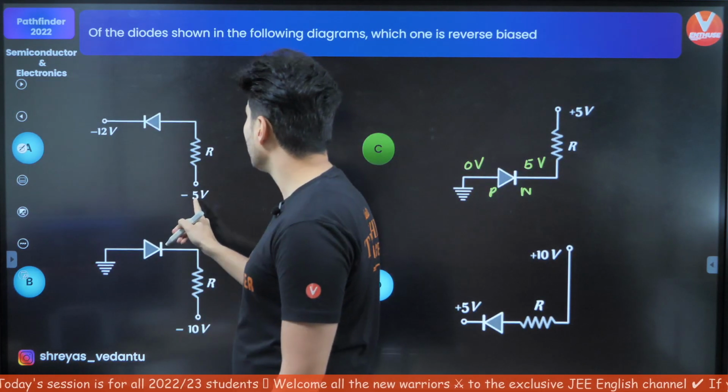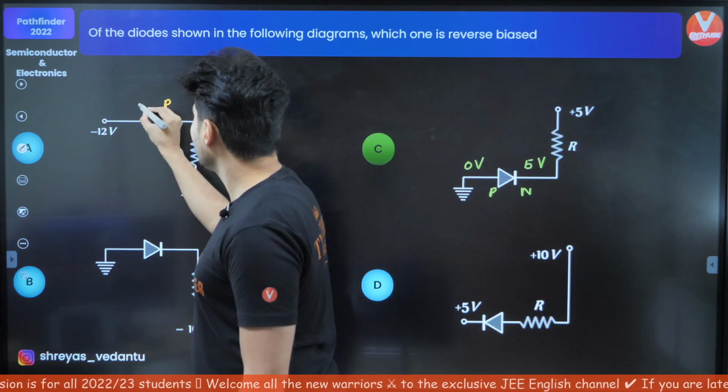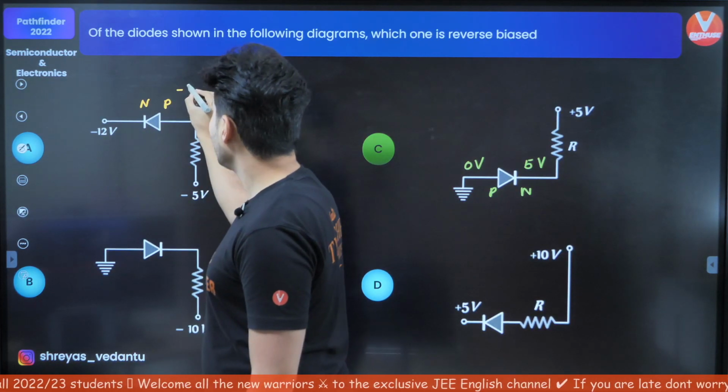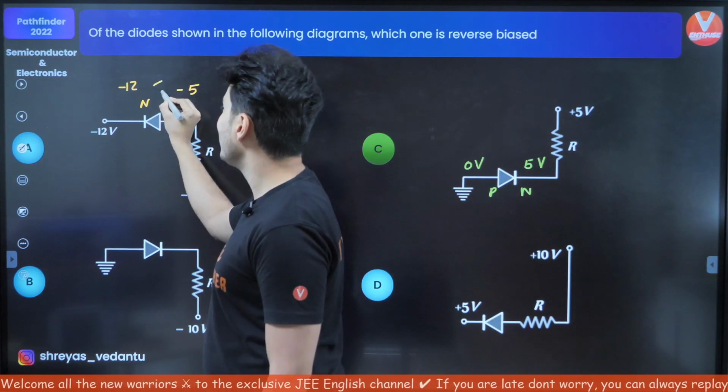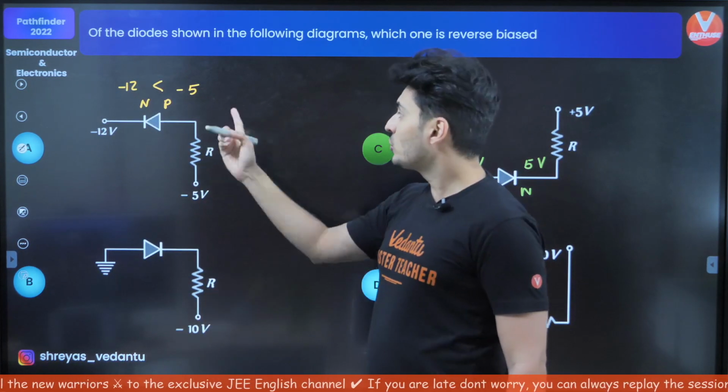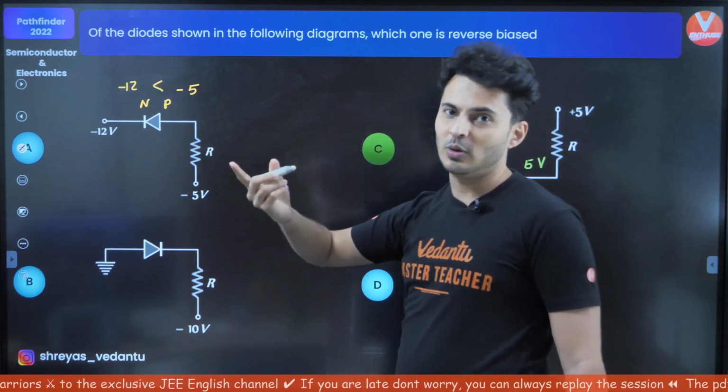Let's say, for example, here. This is P type, this is N type. P is at minus 5. N is at minus 12. Obviously, minus 5 is higher than minus 12, negative number. So P is at higher voltage, so forward bias.